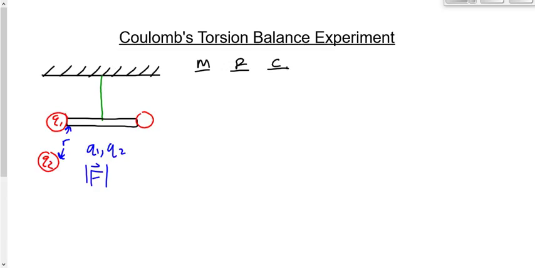In the first experiment, he might manipulate Q1. The responding variable would be the force. The control variables would be, it's staring you right in the face. What did he have to keep the same if he changed Q1? Wanted to see what happened to force. Q2 and R.